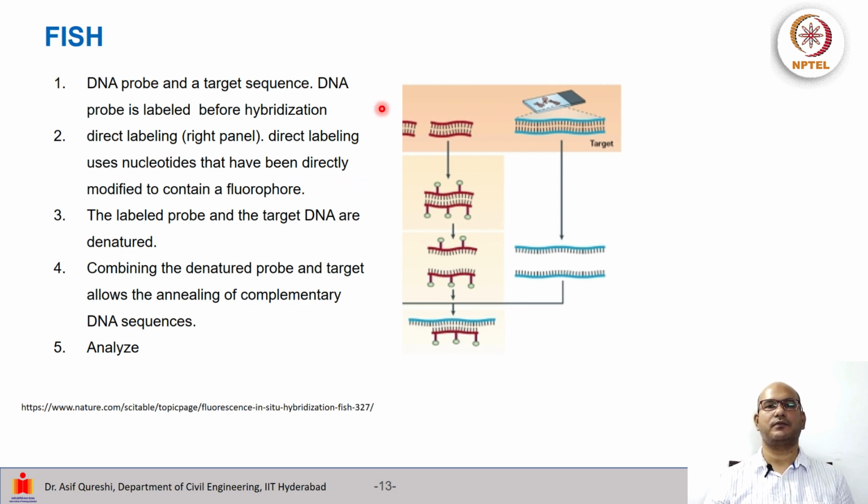So this is a conceptual figure of the FISH method, where we have the DNA probe and a target sequence. The DNA probe is labeled before hybridization. So this panel uses nucleotides that have been modified to contain a fluorophore, these circles. The labeled probe and the target DNA are then denatured. Then these basically combine. So combining the denatured probe and the target allows the annealing of the complementary DNA sequence, which will then have fluorescence, and then this can be analyzed.